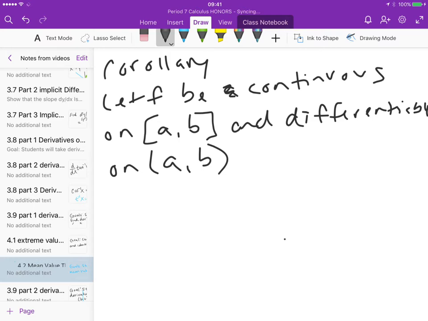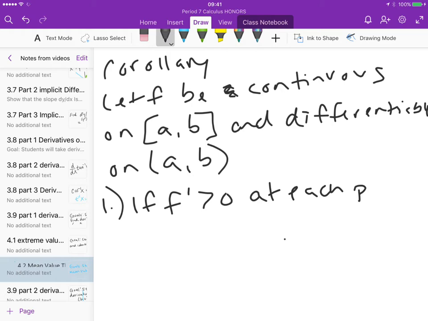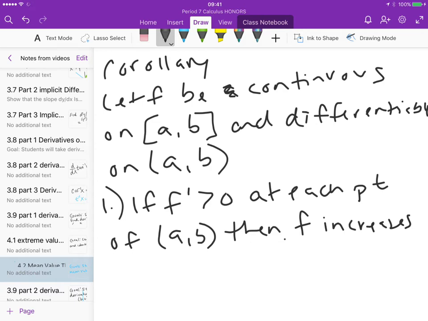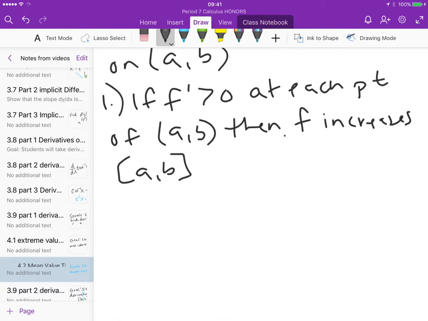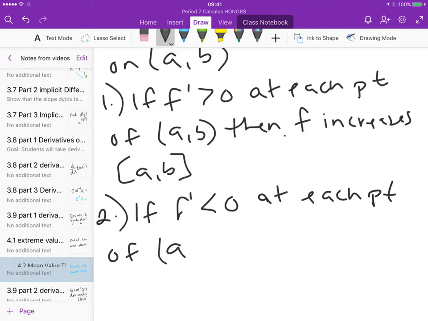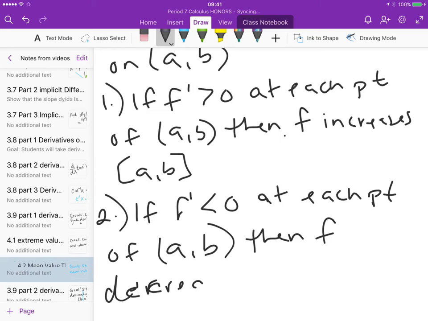If this is the case, the first thing that happens is, if the derivative of f is greater than 0 at each point of the open interval a b, then we can say for sure that f increases on the closed interval a to b. And on the other hand, if f prime is less than 0 at each point of the open interval, where f is differentiable, then we can say f decreases on the closed interval a b.